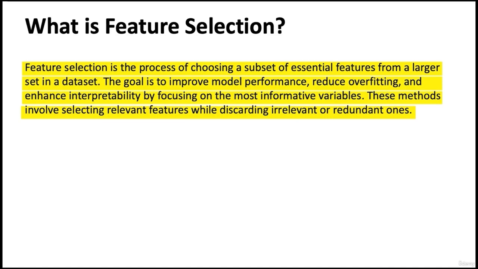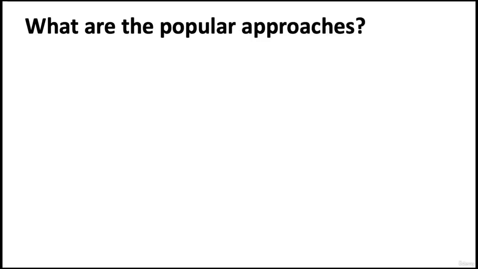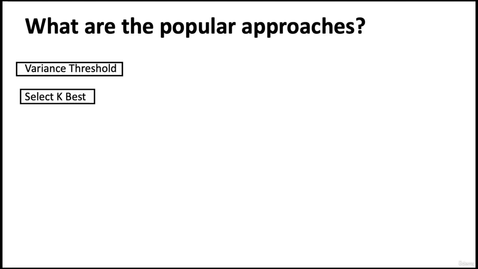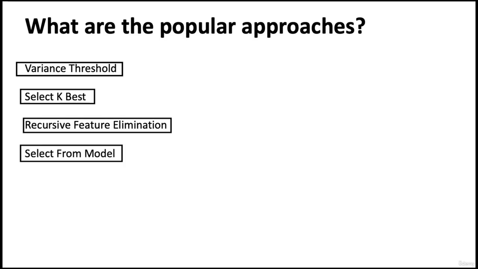So what all techniques are we going to cover under feature selection? Let's go through these one by one. What are the popular approaches for feature selection? First is variance threshold. Next, we'll talk about the select k-best, then the recursive feature elimination, followed by select from model, and finally, sequential feature selector.